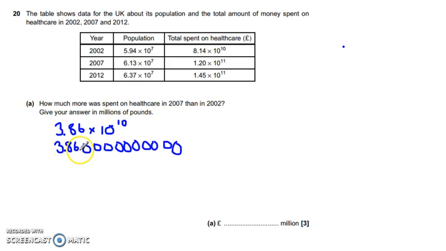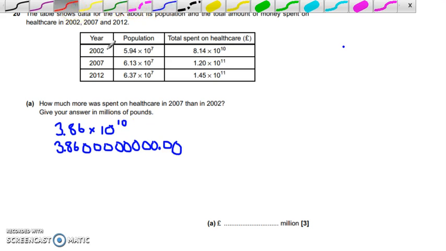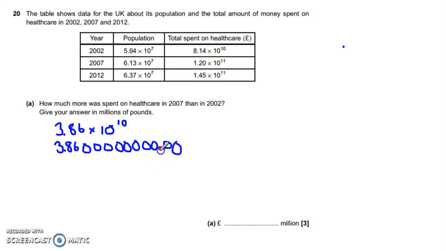So 1, 2, 3, 4, 5, 6, 7, 8, 9, 10. So my decimal point should end there. Okay, I'm going to change colour to make that a bit clearer. So my new decimal point is going here. Now, the question wants your answer in millions of pounds, it's even got the word million written down here for us. So we should know that a million has 6 zeros.